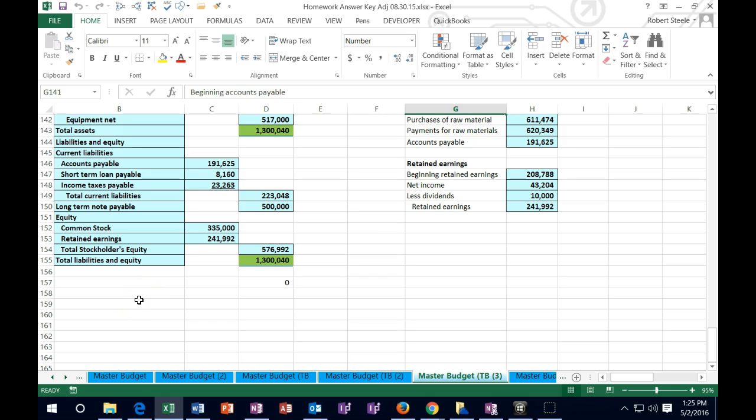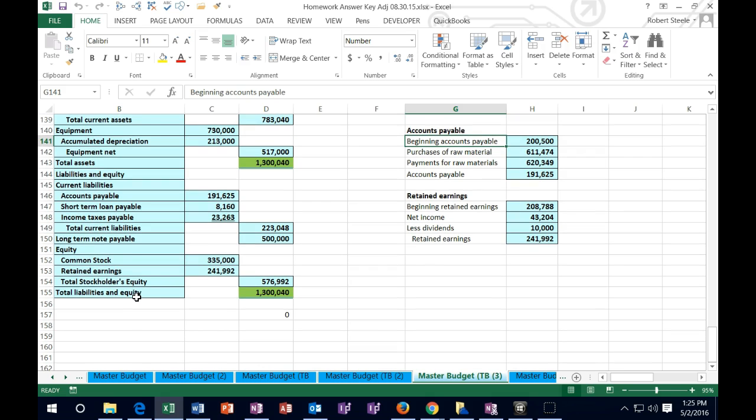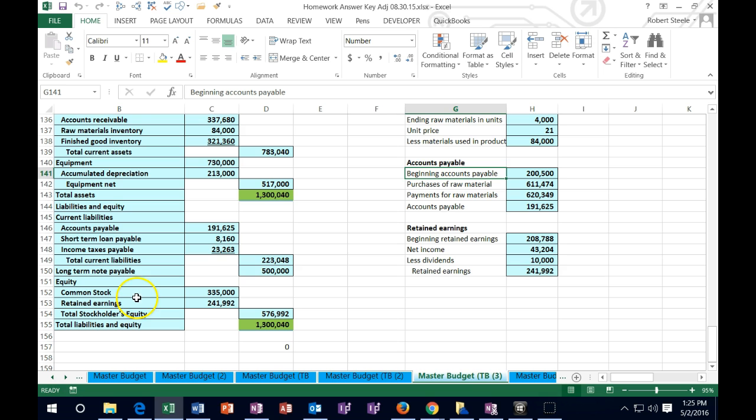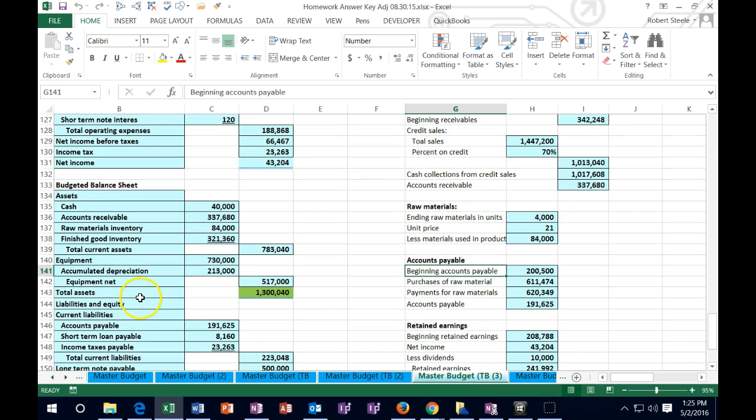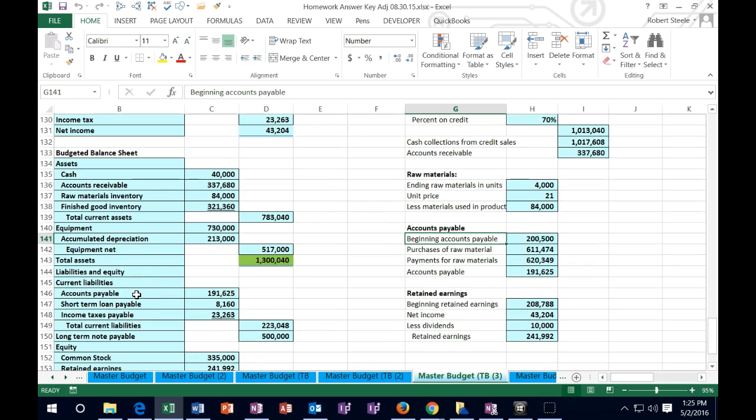Hello, in this lecture we're going to troubleshoot some problems that could happen with the master budget. Now, of course, this is a long process, and if we get to the end of the budgeting process, being the balance sheet, and it's out of balance, that could happen, and the question is, how do we go through there and find out what is wrong?